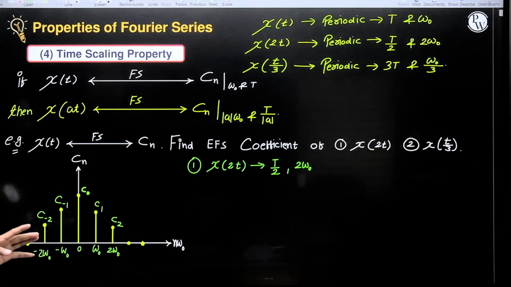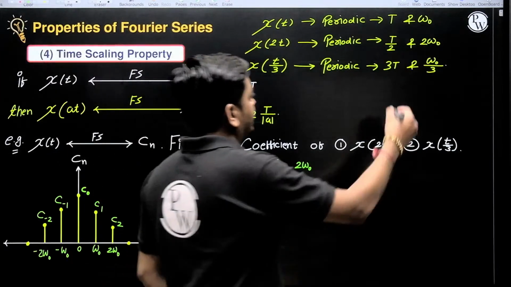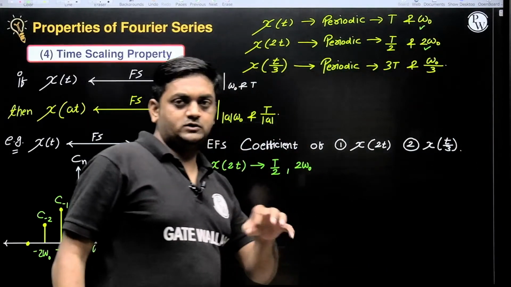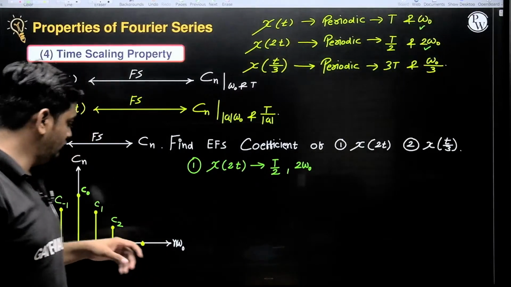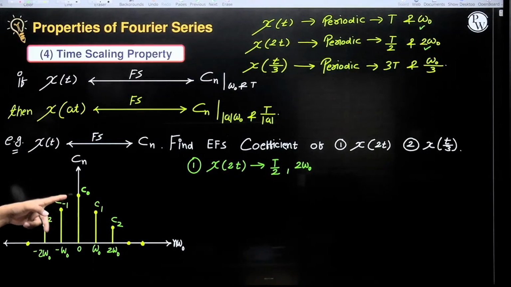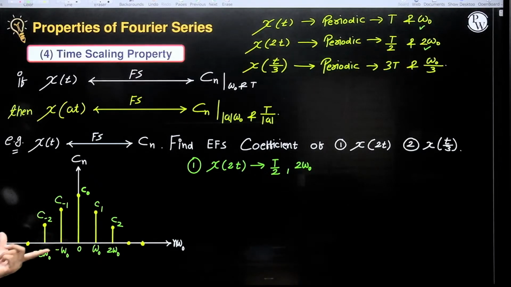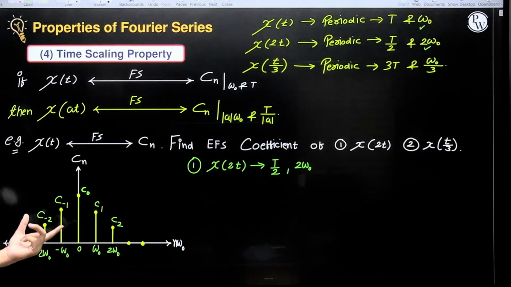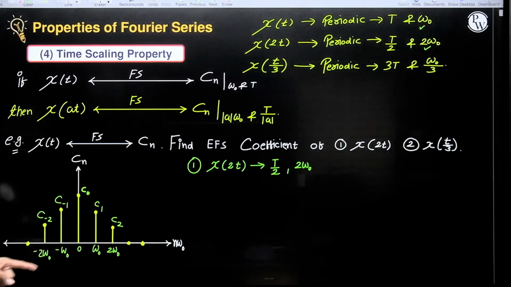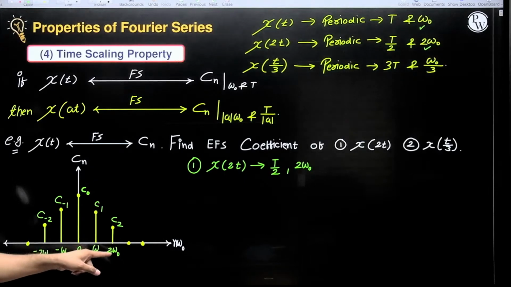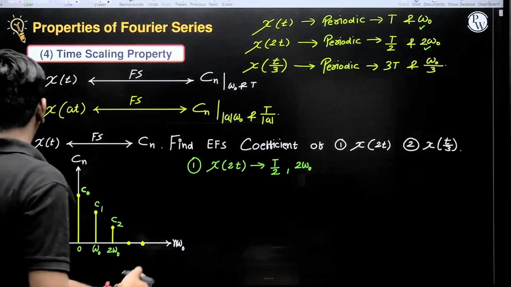Simply what you have to replace, guys? Omega 0 becomes 2 omega 0. See, T becomes T by 2 and omega 0 becomes 2 omega 0. There is no change in the coefficient values, no change in the amplitude of each and every coefficient. But the spacing between the samples will change, because omega 0 becomes 2 omega 0. Here also omega 0 becomes 2 omega 0, so it will be 4 omega 0.